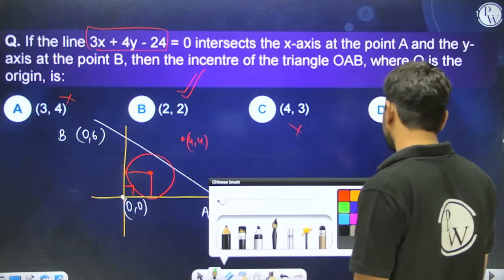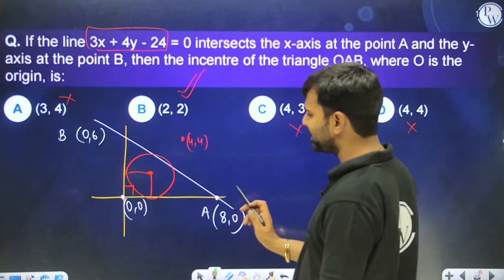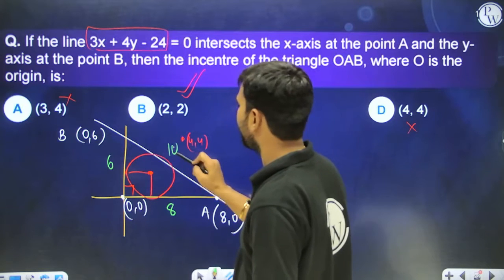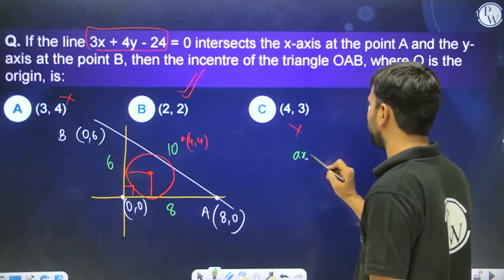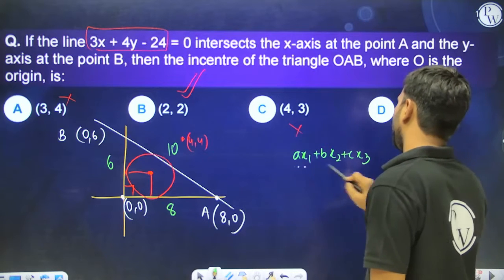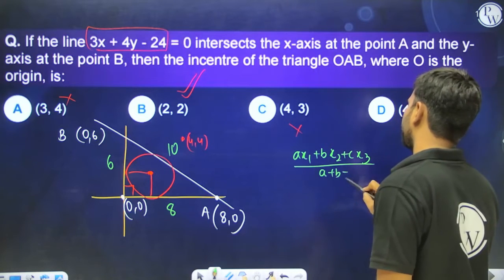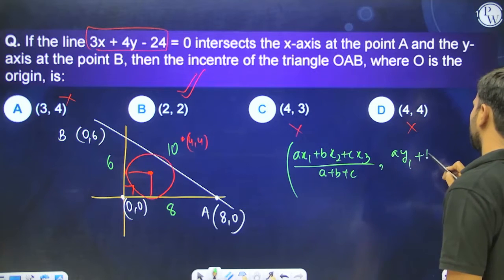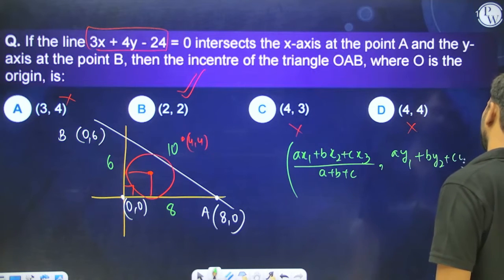Let me tell you the traditional approach. If this is coordinates A, then this length is 8, this length is 6, this length is 10. Now you can apply the formula (aX1 + bX2 + cX3) upon (a + b + c), comma (aY1 + bY2 + cY3) upon (a + b + c).